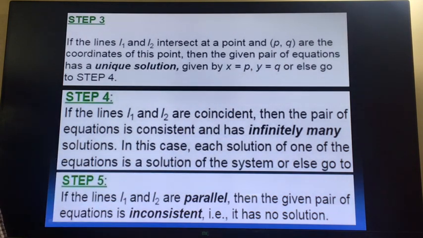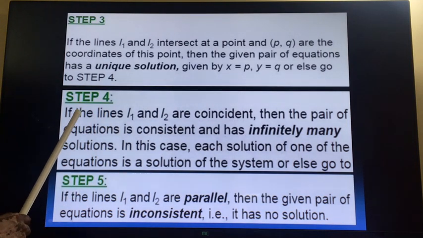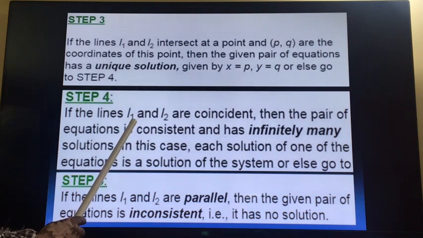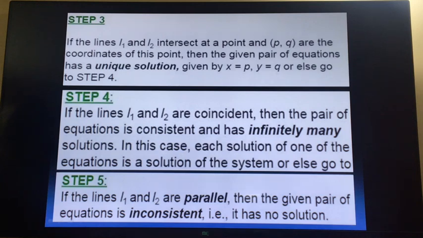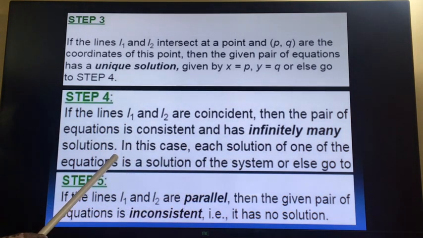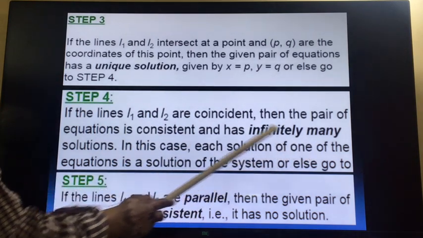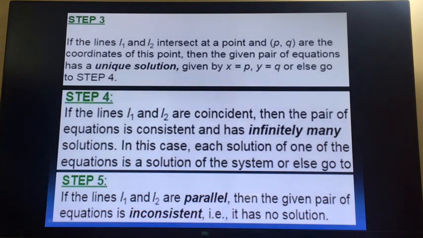This will be the solution, and in that case we say the equations have a unique solution because they intersect at one point. The next possibility comes in step number 4. If the lines L1 and L2 coincide, that is, both the lines overlap each other, then the pair of equations is consistent and has infinitely many solutions. In this case, each solution of one of these equations is a solution of the system. Or else we will go to the next step.